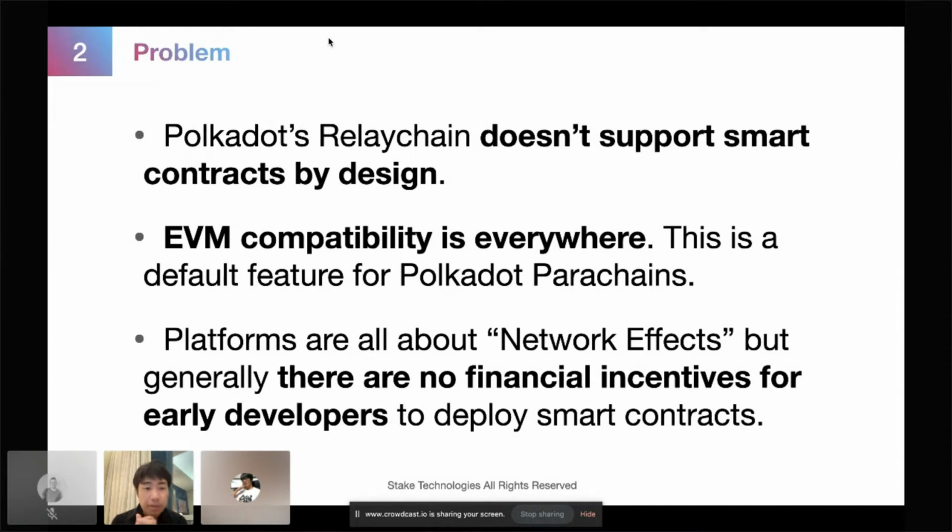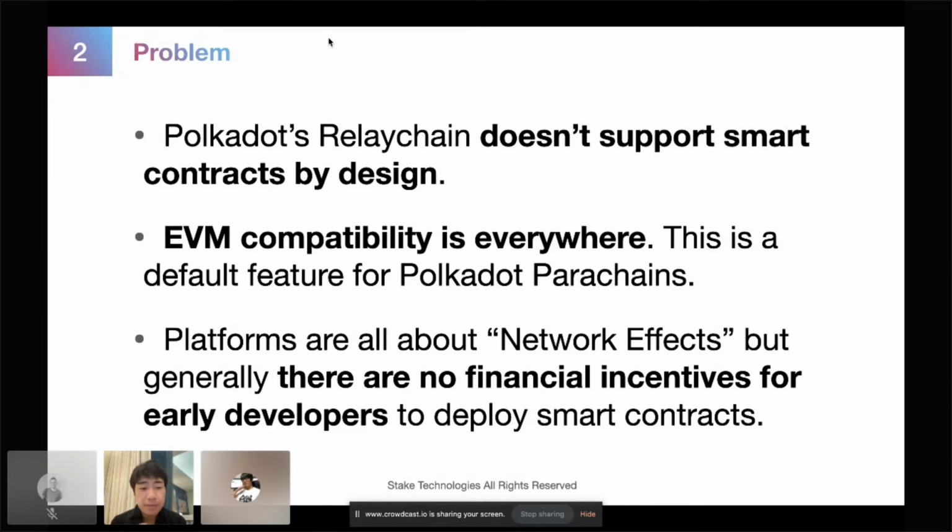The second problem is that there are a lot of Ethereum virtual machine compatible chains inside the Polkadot ecosystem and outside of it. So EVM compatibility is everywhere. This is the default feature, so if we support Ethereum virtual machine, this is not going to be a differentiator. That's why we are supporting Ethereum virtual machine as well as WebAssembly.